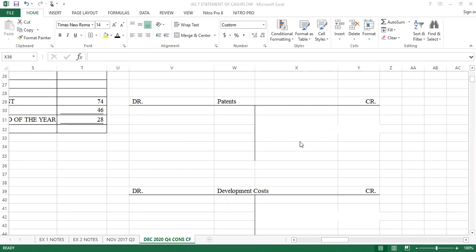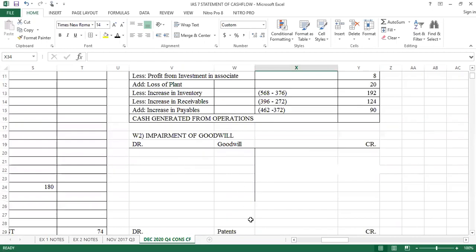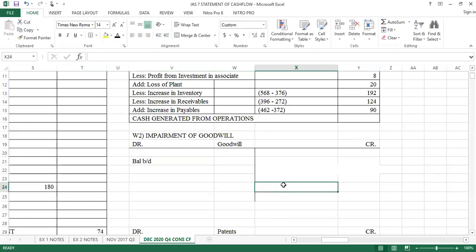Yes, we add the profit, we don't less. So you add the profit. So goodwill, now please understand, goodwill is an intangible asset. Intangible asset is a non-current asset. How do we account for non-current assets? If there is any opening balance, you put it there. Balance brought down. Balance carried down.